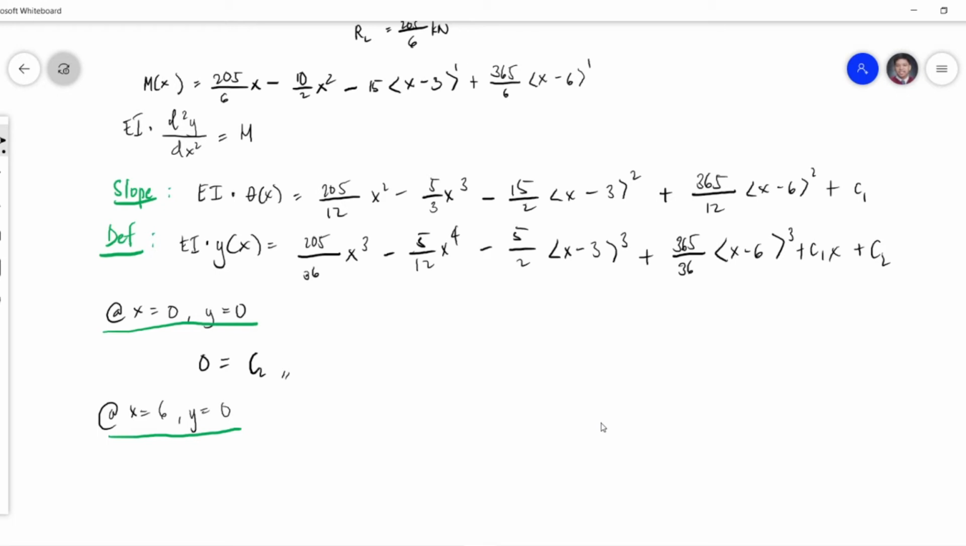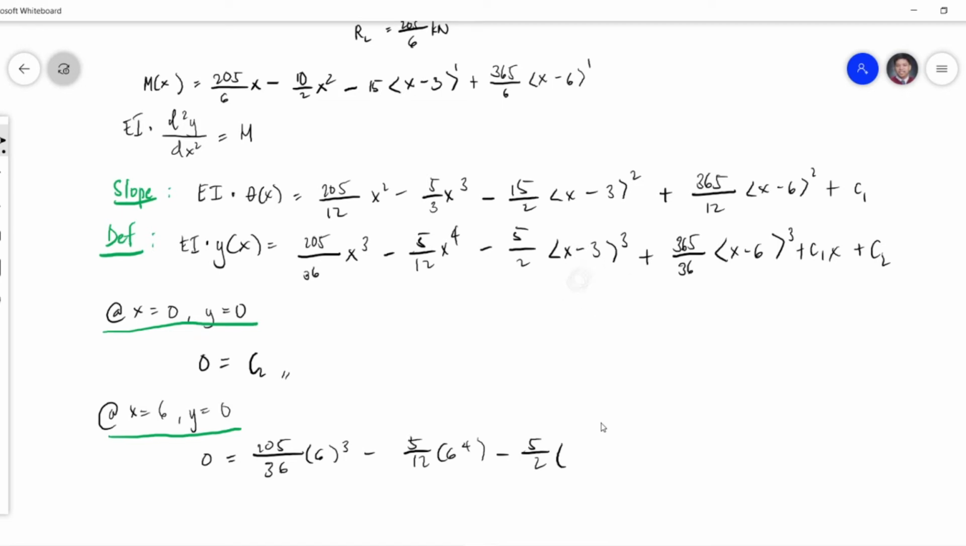So, i-layout natin yung equation natin. So, 0 equals 205 over 36 times 6 cubed minus 5 over 12 times 6 to the 4th minus 5 over 2. Now, 6 minus 3 is positive.